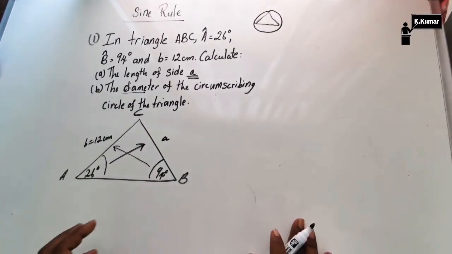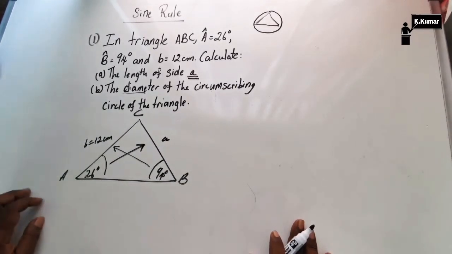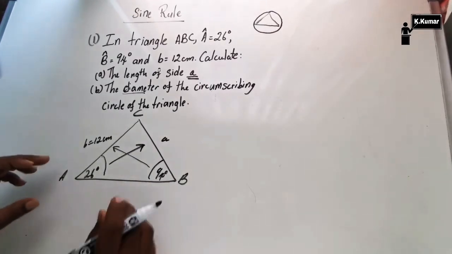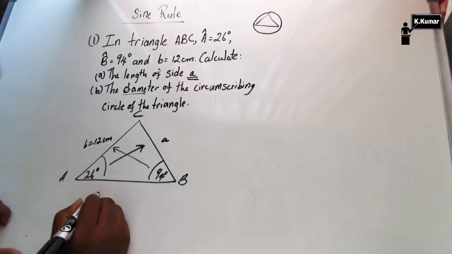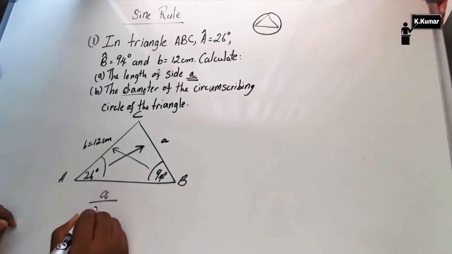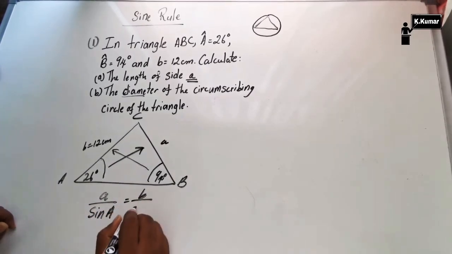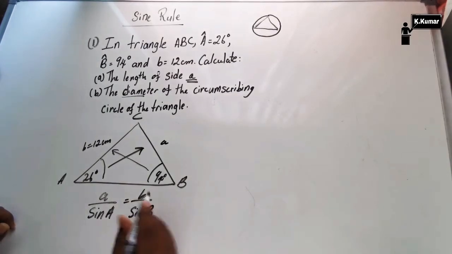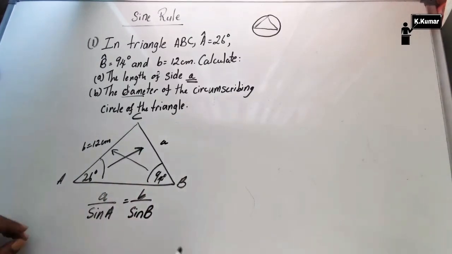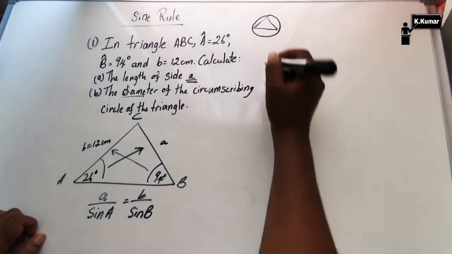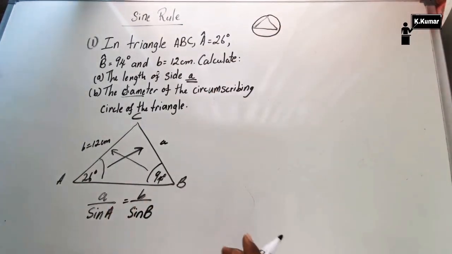Now remember I said that they come in pairs, right? So let's write down what we have. We're working with A and B. So the formula that we're going to use is A over sine A is equal to B over sine B, because those are the two parts given.